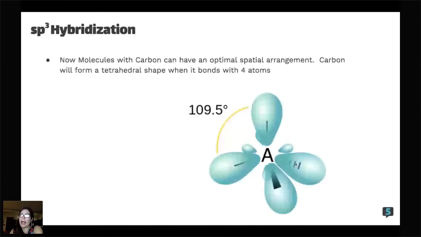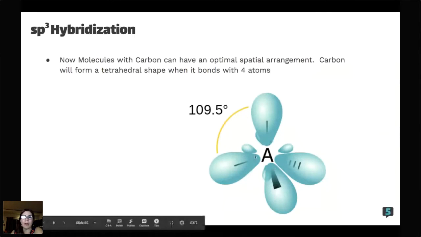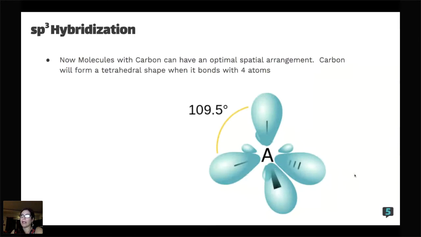Okay, so now if we remember, carbon forms a tetrahedron. It is able to do this because the hybrids now can be as far away from each other as possible. And that's how carbon bonds. Carbon bonds with these sp3 hybrids every time it bonds with 4 different atoms.